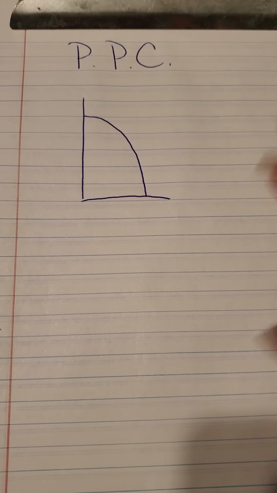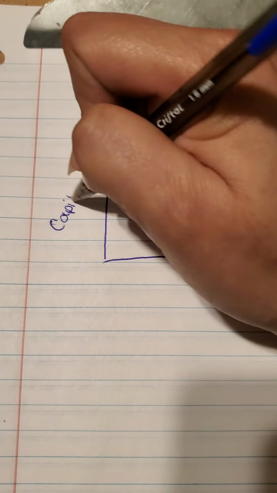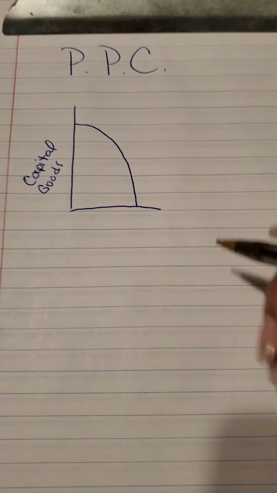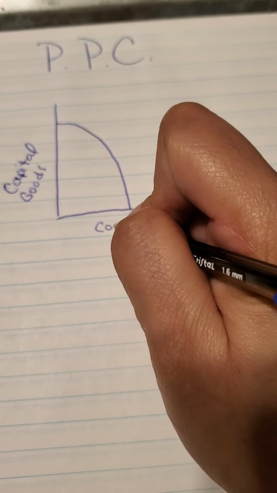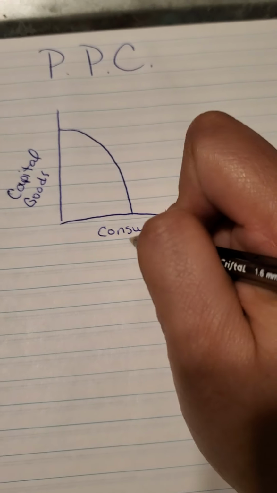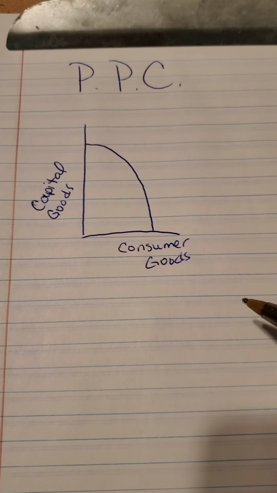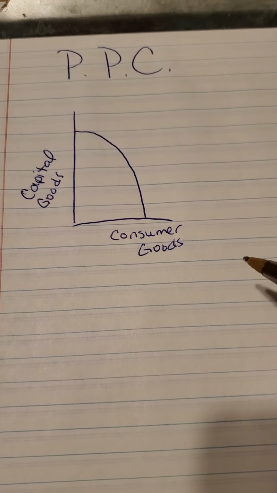But just to keep it basic and generic, we're going to put capital goods on the y-axis, and then consumer goods on the x-axis. Okay, so let's label the points on here.